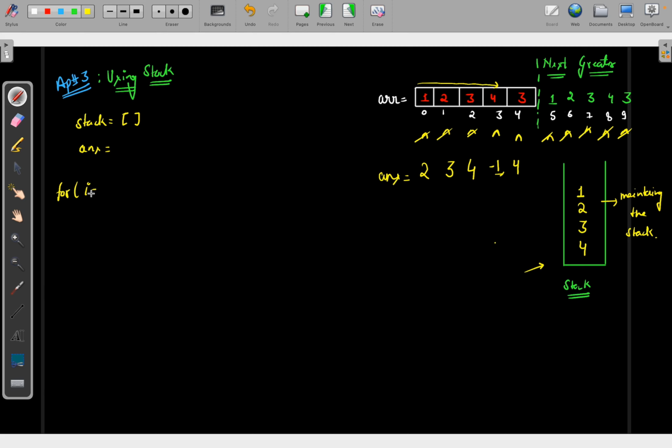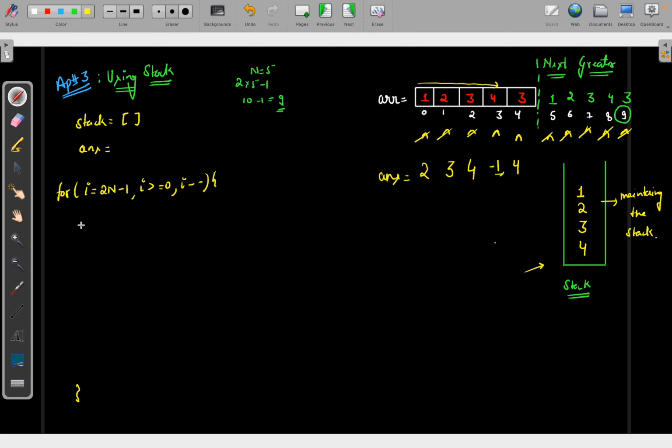I will start at 2 * n - 1. Why 2 * n - 1? N is here 5. So 2 * 5 - 1, that is 10 - 1, which will be 9. I want to be at index 9, right? So I need to start finding the next greater from the ninth index. So I will start from 2 * n - 1 and go till i is greater than or equal to 0, and I will do i--. This is how I will solve it.